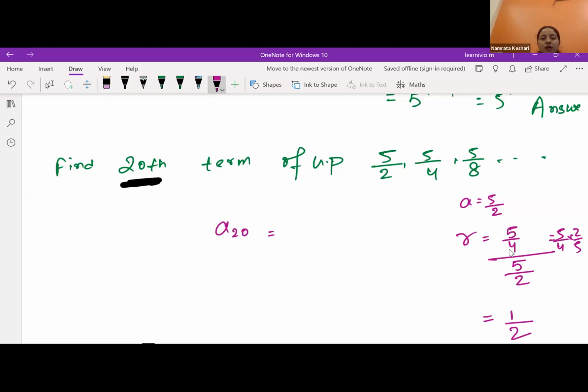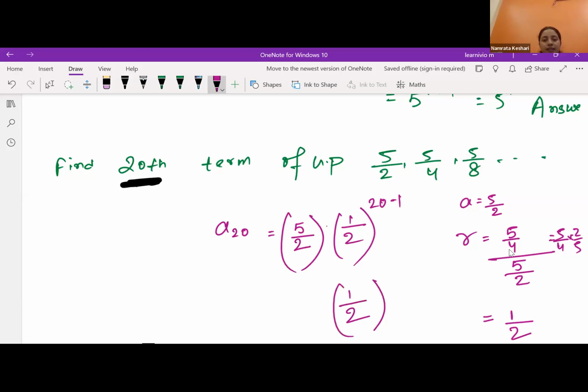Okay, a r to the power n minus 1. Our a is 5 by 2. A r, what is r? 1 by 2 to the power n minus 1. What is n? N is the placement. 20th term we want to find. So 20 minus 1. That means the power of 1 by 2 will be 19. And here we'll be having 5 by 2.